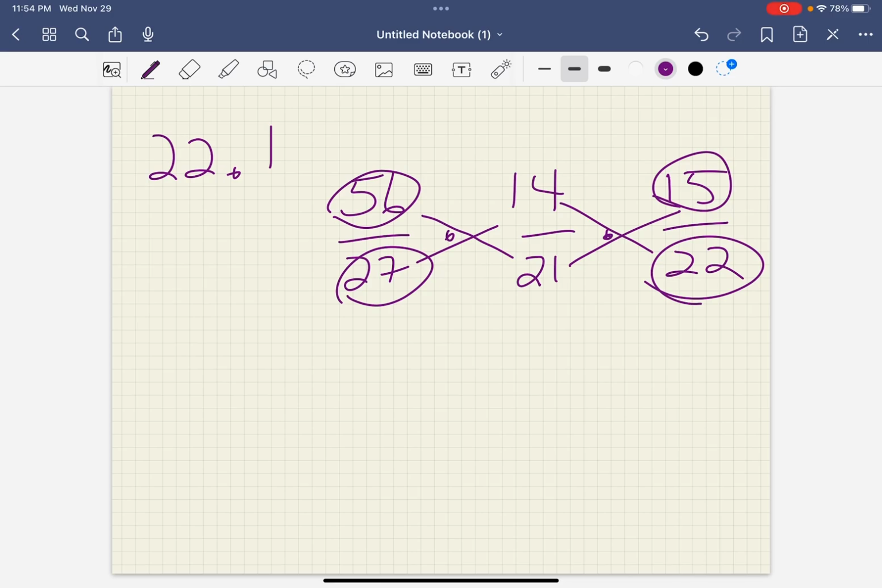When I look at this, something stands out at me immediately, that in this middle fraction, 14 and 21 are both divisible by 7. So I'm going to cancel 7 here and make that a 2, 7 here and make that a 3, just to start with. Now we're going to look other places and see what else we can cancel.